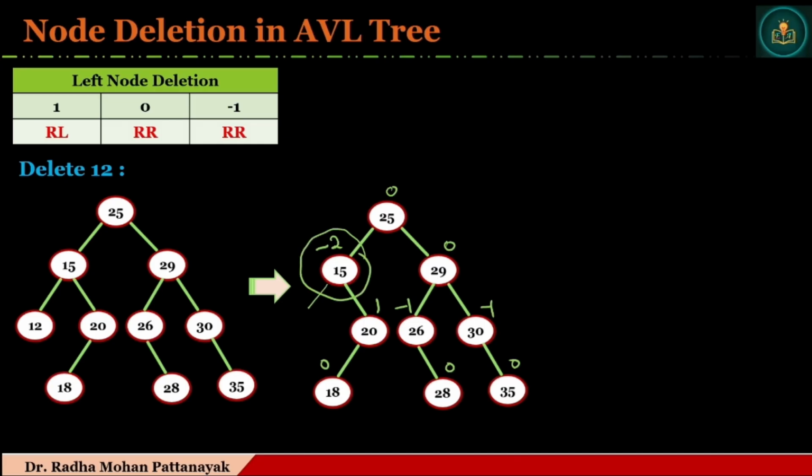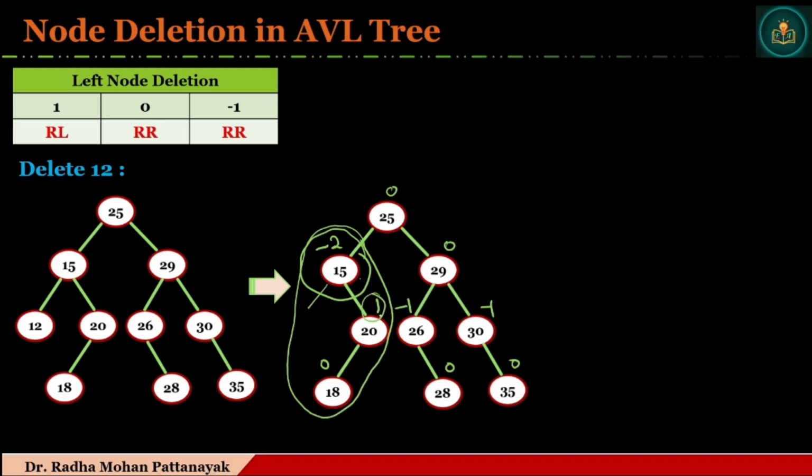To balance it, you need to decide what type of rotation you can apply here. See, if you see the figure, what is the imbalance node? 15. On which side of 15 did you delete? That is the left side of 15. Means you performed the deletion on the left side of 15. Now, on the opposite side of 12, the deleted node, you will perform the rotation, right? So on the opposite side of 15, what is the child node? Balance factor, that is 1.